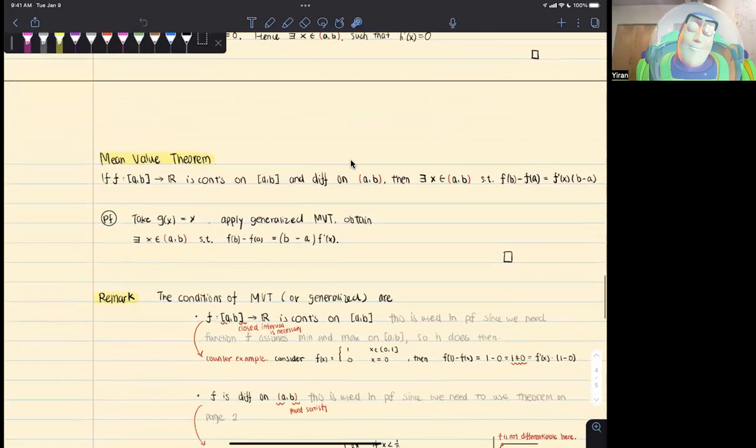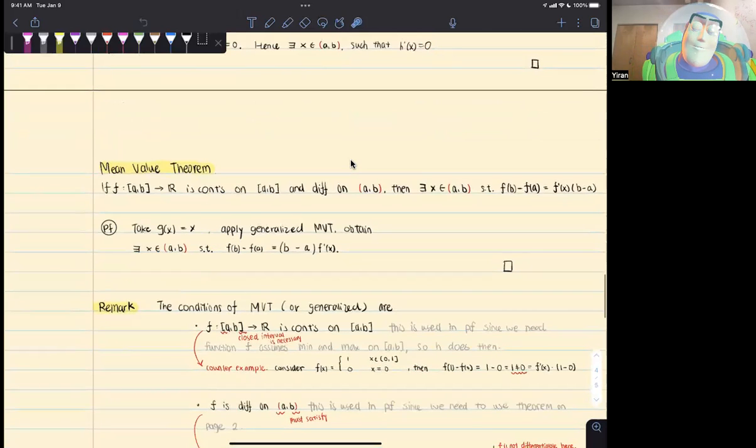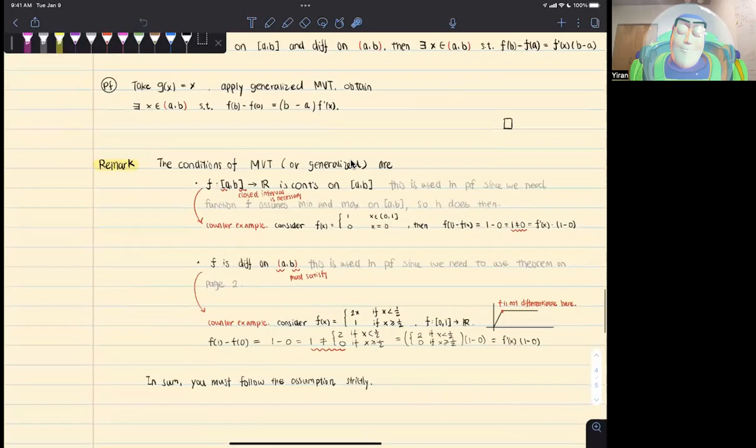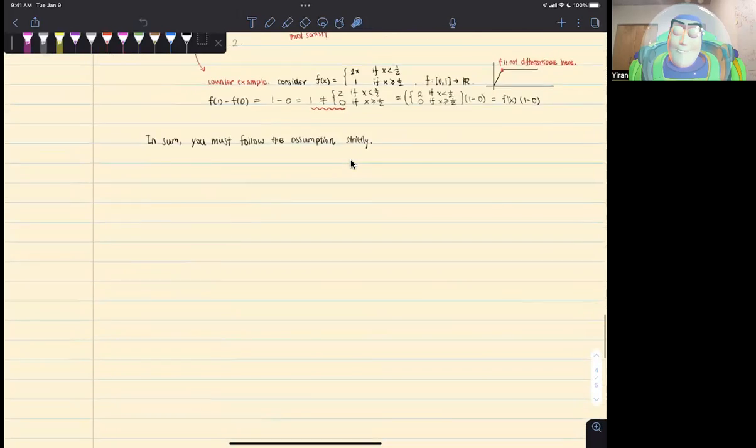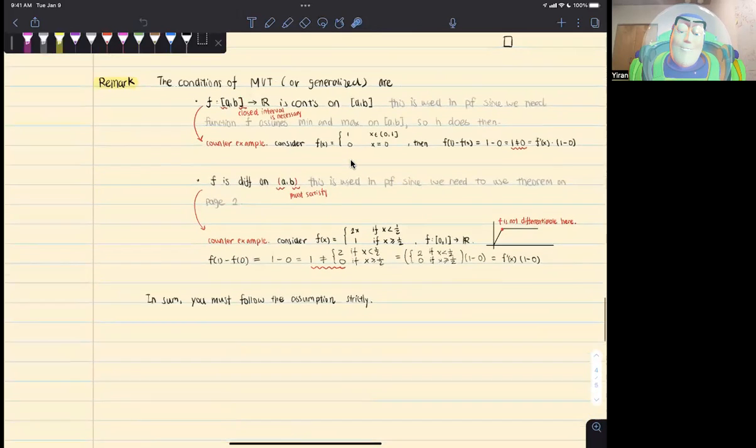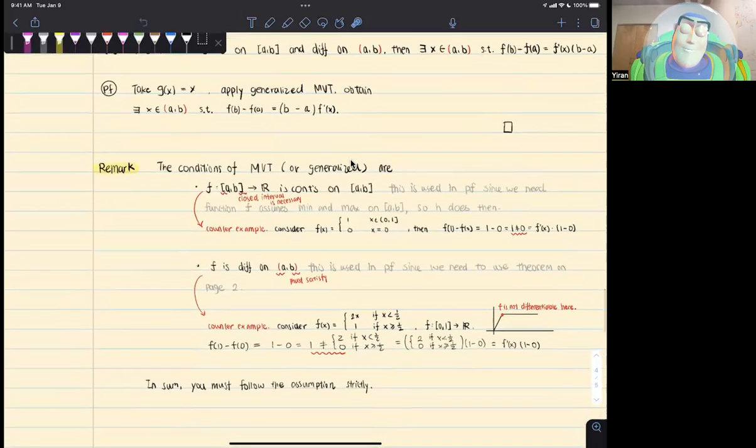And the often used mean-value theorem follows immediately. Why? Because you can just take g(x) equal to x and then apply the generalized mean-value theorem, and we obtain this. And then we're done. Before we end the video, I still want to mention some remarks.